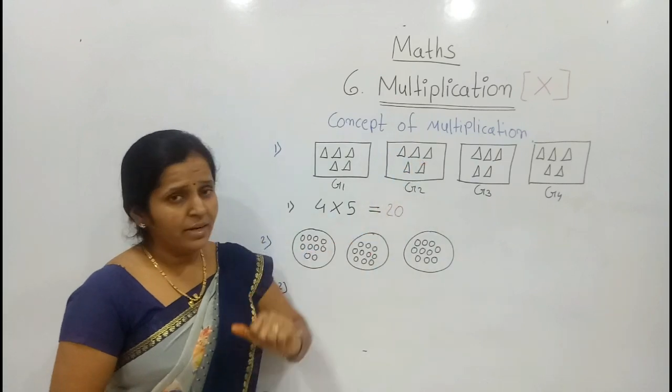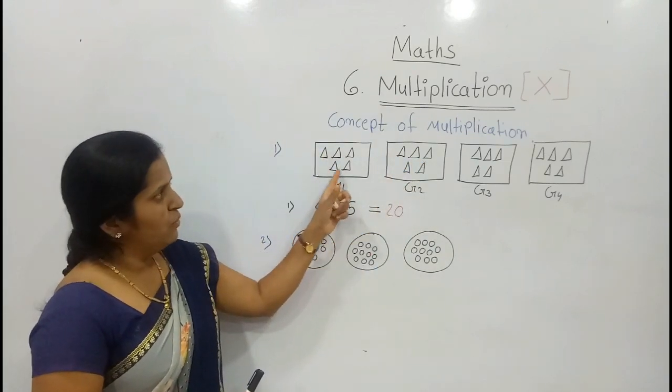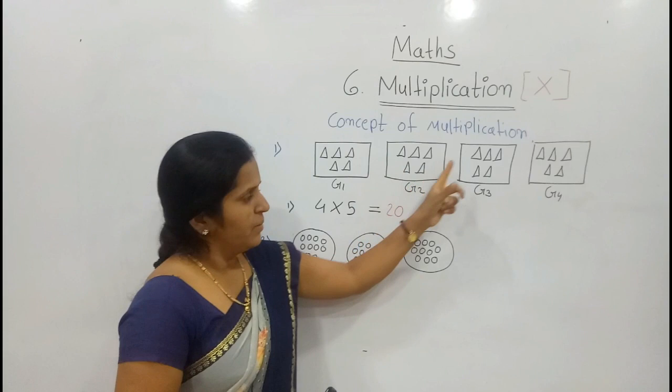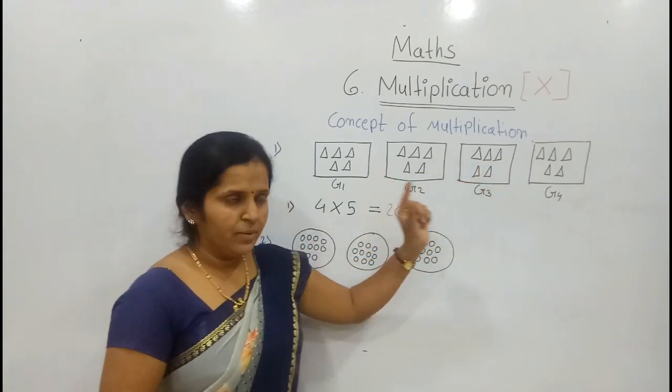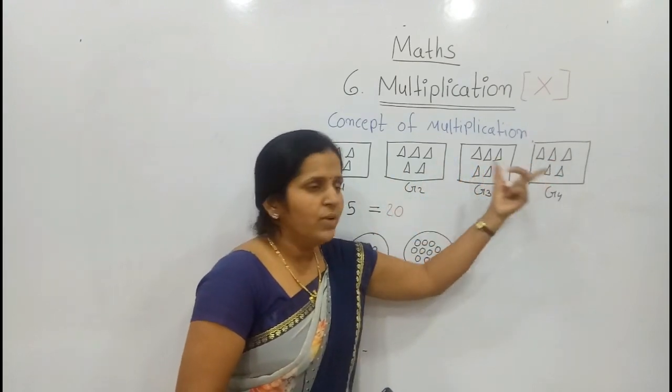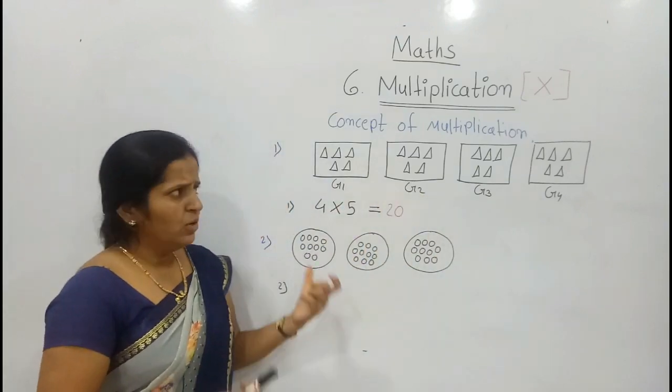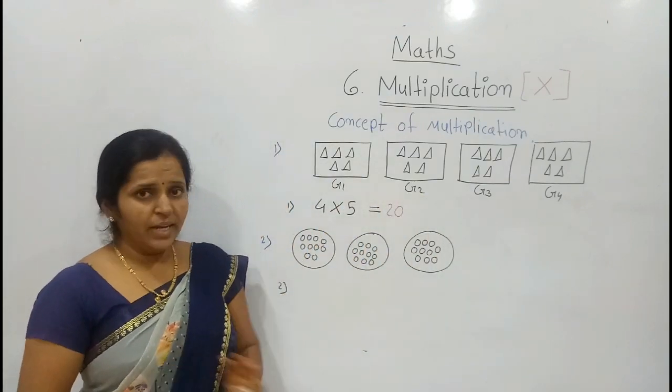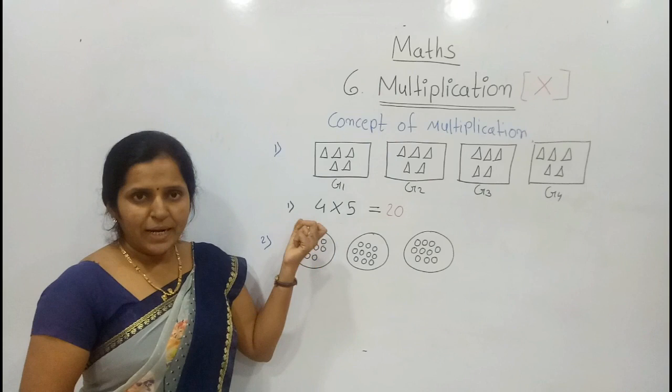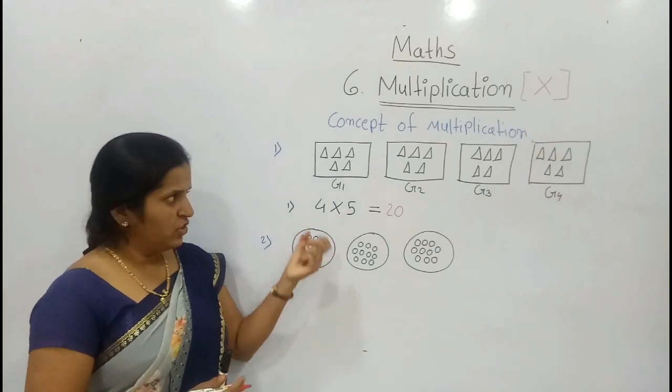Add these triangles. How many triangles are these? 1, 2, 3, 4, 5, 6, 7, 8, 9, 10, 11, 12, 13, 14, 15, 16, 17, 18, 19, 20. Same. The answer is the same. Then why do we have to do the addition? Addition नाही करायचं, मग काय करणार तुम्ही? Multiplication.